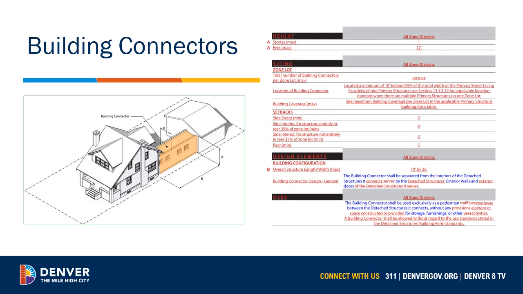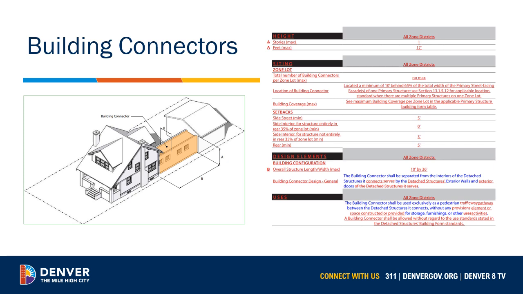This slide shows the new building form table for building connectors. The standards were based on the typical standards of the detached accessory structures that are connected to 1 and 2 unit primary structures, such as the height standards, setbacks, and length and width. You can see the blue text on this page shows the 2 provisions that were relocated to this section. You'll also see that there's an overall structure length and width labeled with a B.